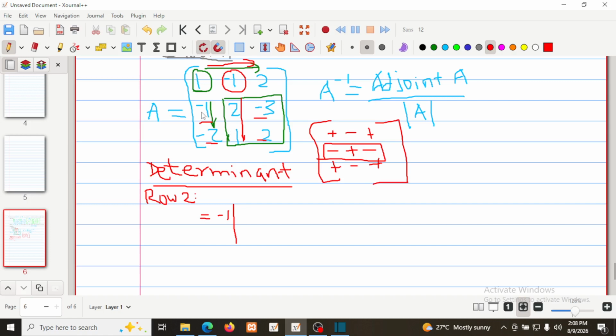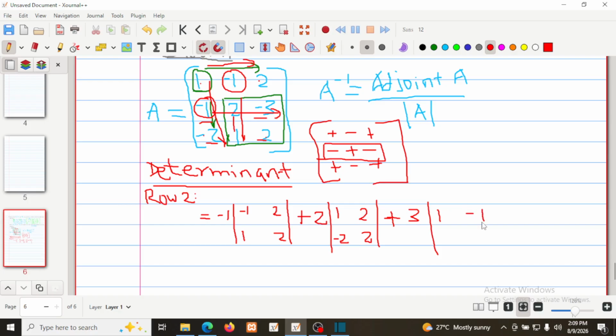Then we form the 2 by 2 matrix by covering the row and column of this negative 1. We remain with negative 1, 2, then 1 and 2. Next is positive, so positive 2. For this 2, when we block its column and row, we have 1, 2, negative 2, 2. Then negative times negative 3 gives a positive 3. Blocking its column and row, we have 1, negative 1, negative 2, 1.